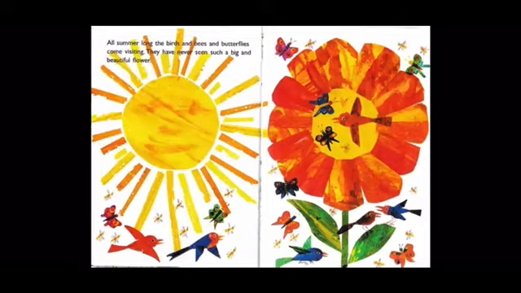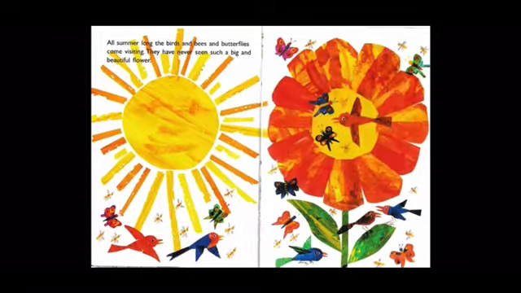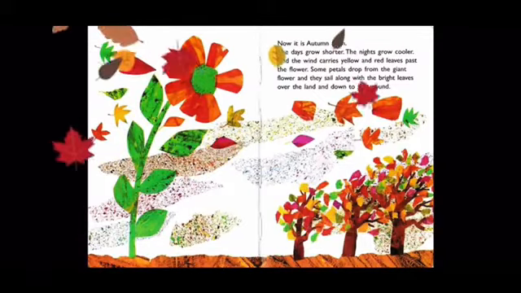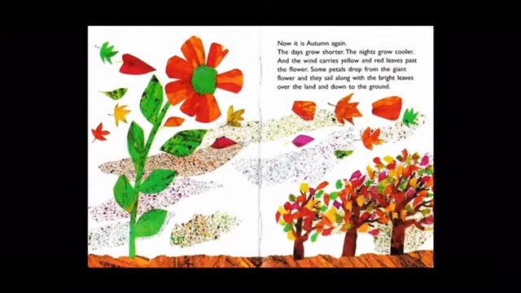All summer long, the birds and bees and butterflies come visiting. They have never seen such a big and beautiful flower. Now it is autumn again. The days grow shorter, the nights grow cooler, and the wind carries yellow and red leaves past the flower. Some petals drop from the giant flower and they sail along with the bright leaves, over the land and down to the ground.